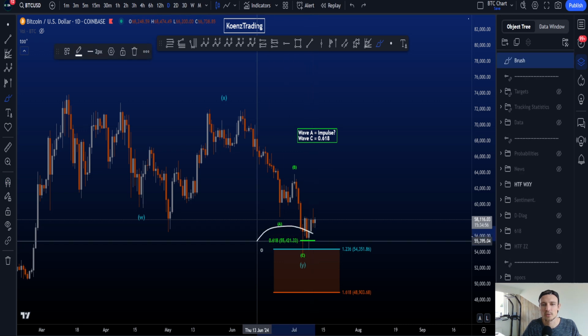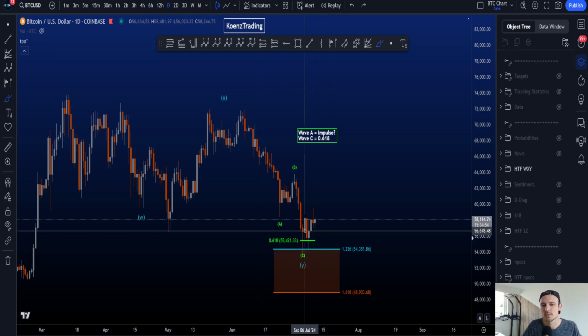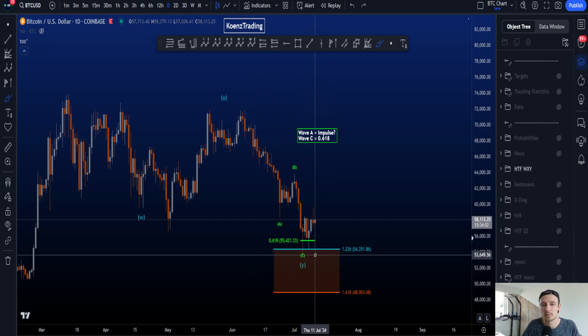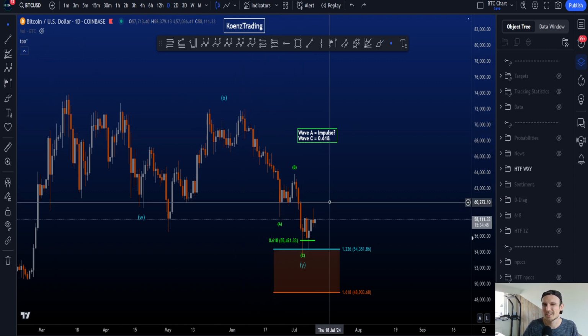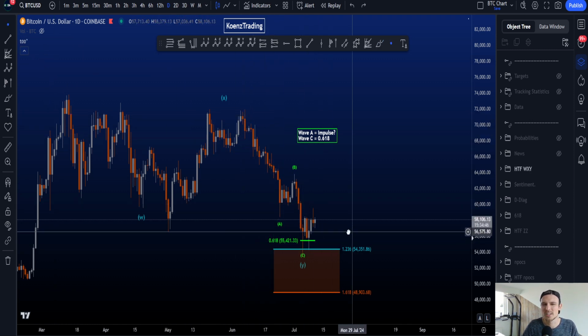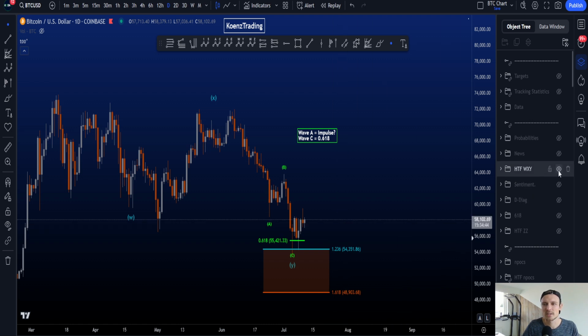The 0.618 is a rare target for wave C, which is touched at the moment, acting as support. But in combination with wave A not being a nice clear impulse, wave C 0.618, not that great, right? As you can imagine. More about that in the probabilities.